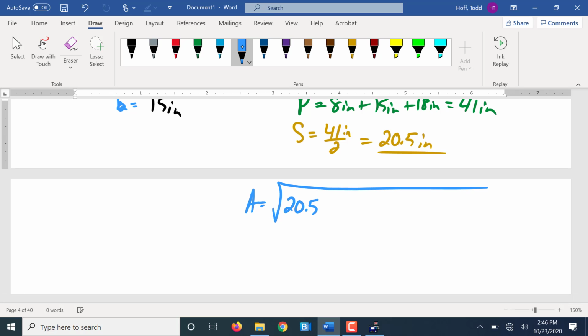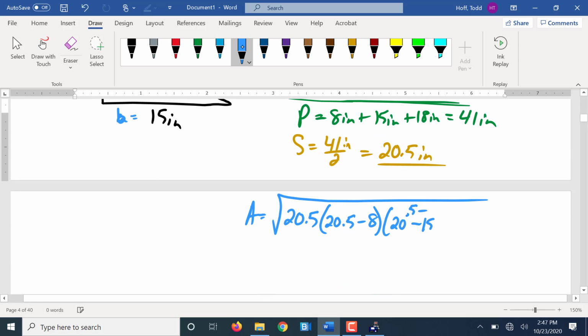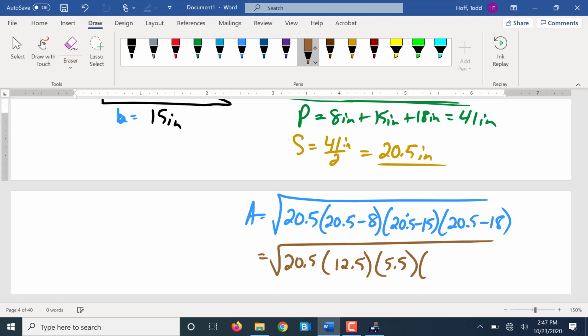Next step? Okay, so it's the square root of 20.5 times 20.5 minus 8 times 20.5 minus 15 times 20.5 minus 18. So this is the square root of 20.5 times, 20.5 minus 8 is 12.5, 20.5 minus 15 is 5.5, and 20.5 minus 18 is 2.5.